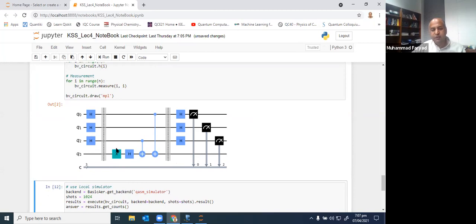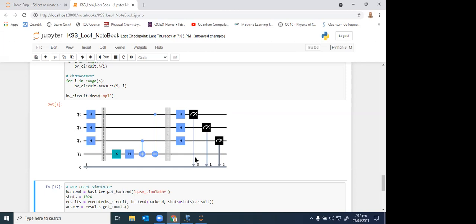Can you see my cursor as well or not? This pointer that I'm pointing out. We can see that. Okay, perfect.